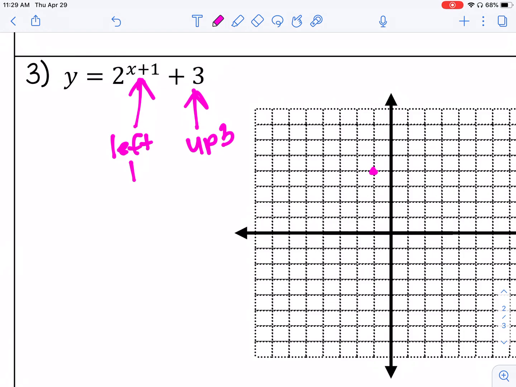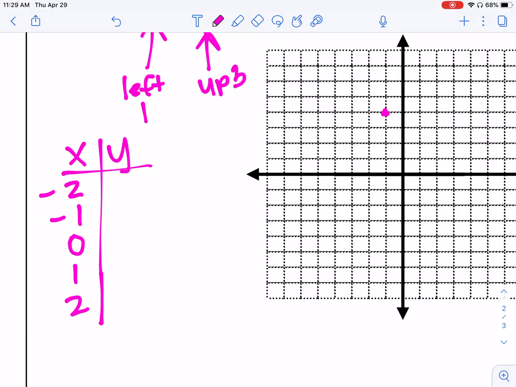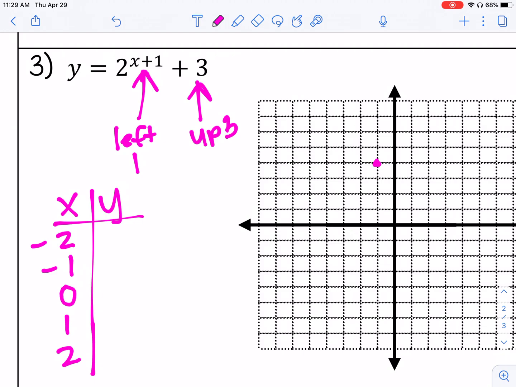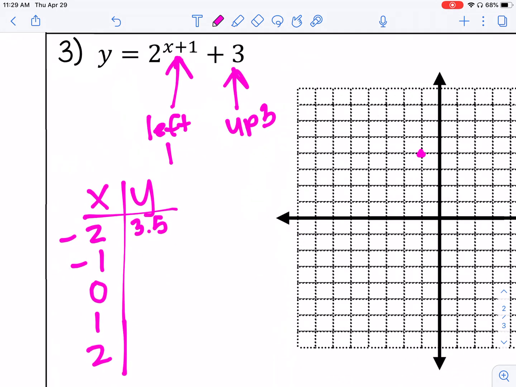So let's make a table. We've got x and y. Let's do, since we're already at x is -1 with that first point, let's do a -2, -1, 1, and 2. So when x is -2, we have 2 to the -2 plus 1. -2 plus 1 is -1. So that means we have 2 to the negative first, which is 1/2, plus 3 gives us 3.5. And then we have our -1 value, which we see is at 4.